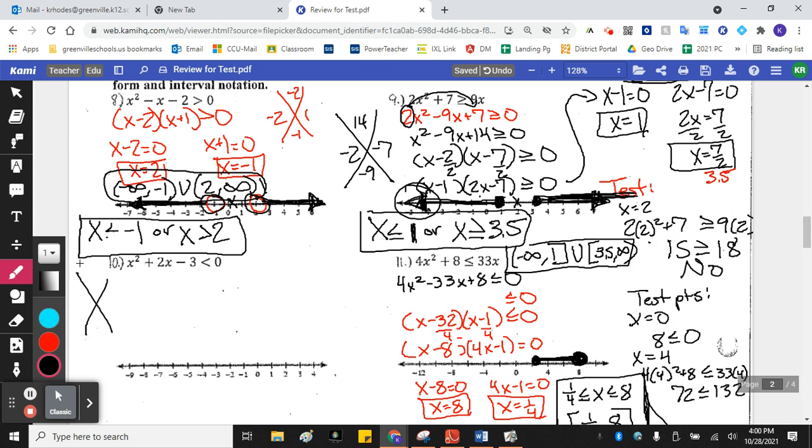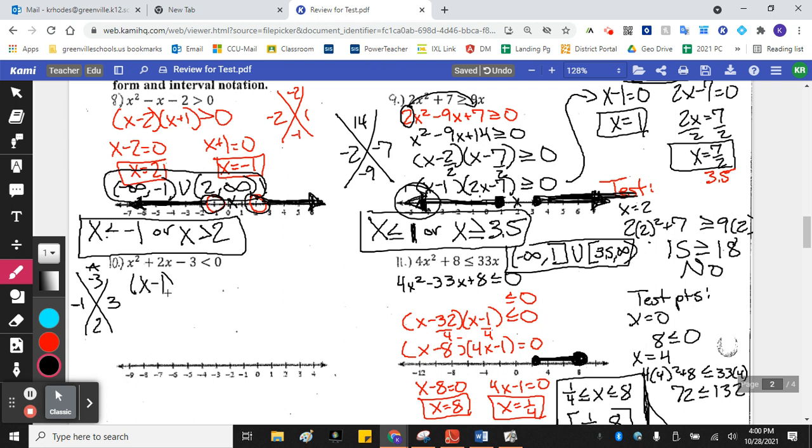Factor, a is 1 here, so these are easier factoring than 9 and 11. 9 and 11, you had to slide, divide, and multiply. Only one thing multiplies to 3, and we're going to add to the bigger number. So you want the bigger number to be positive.